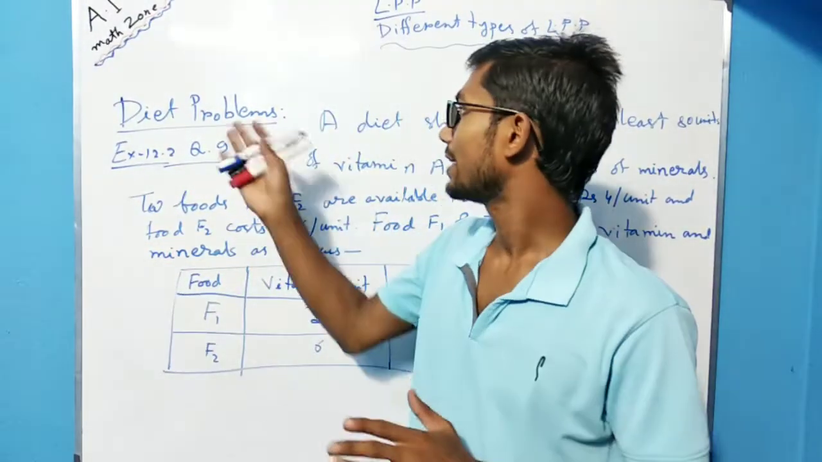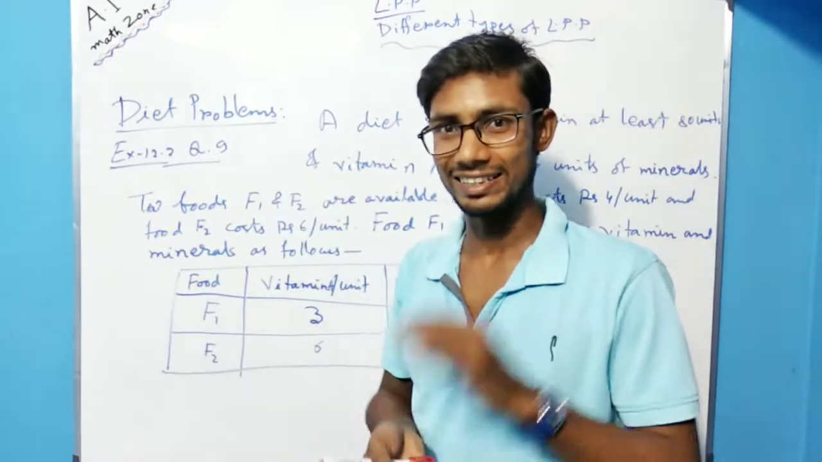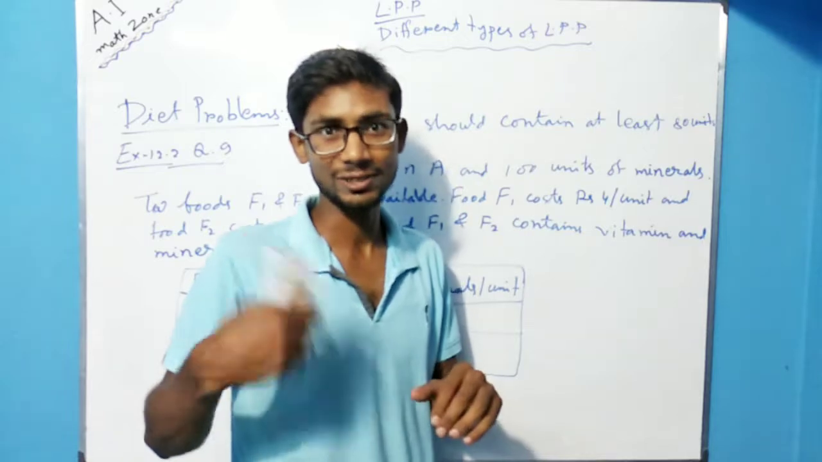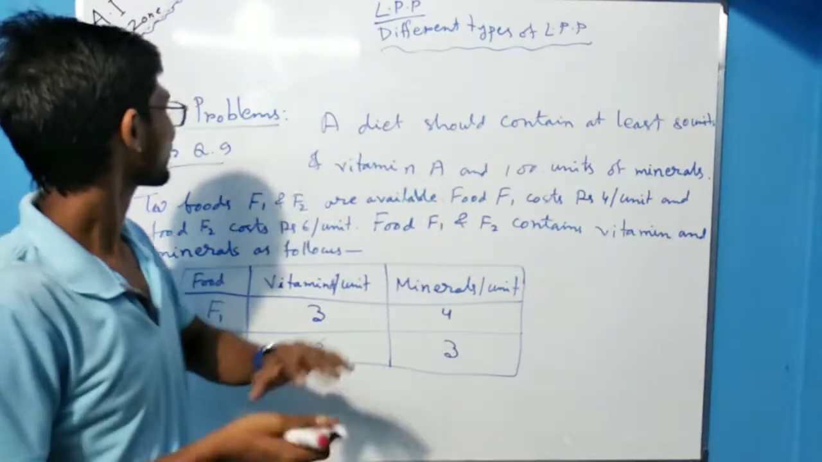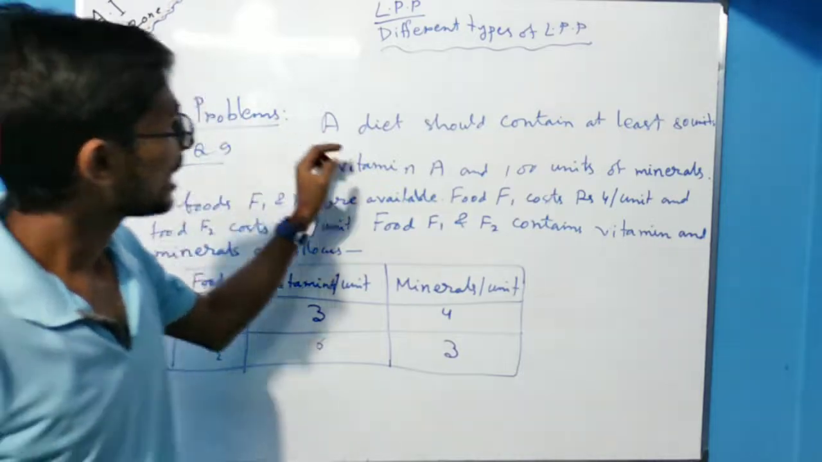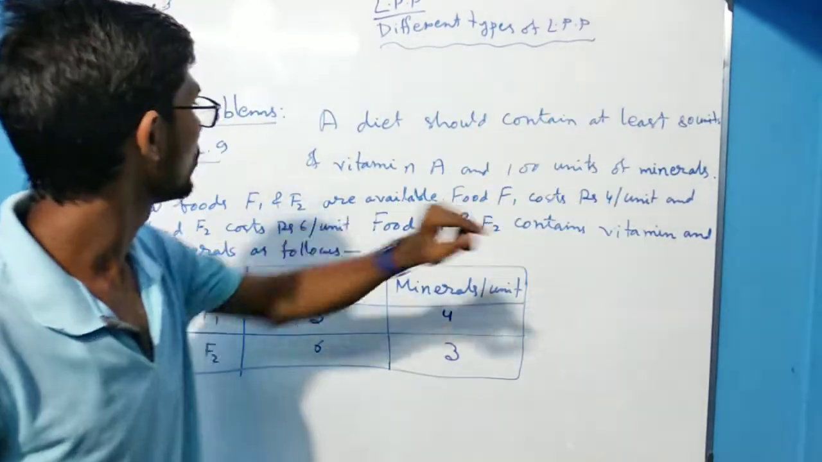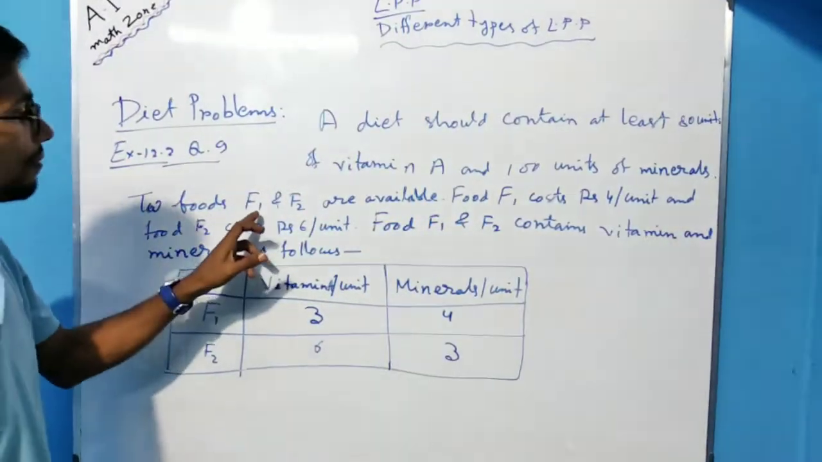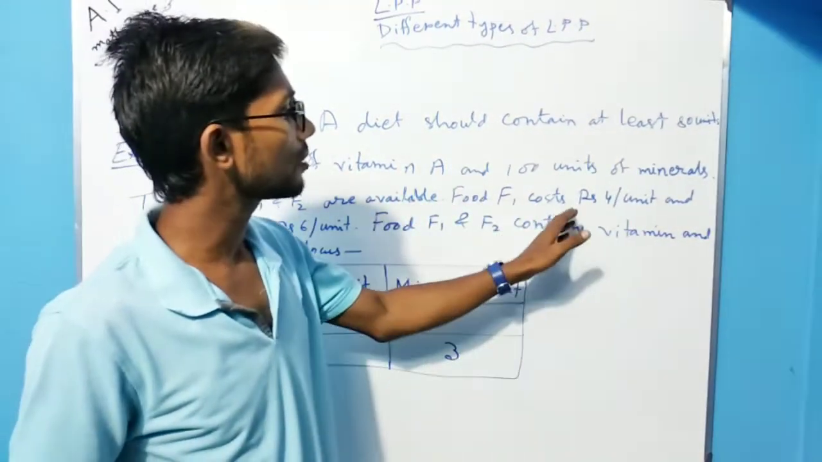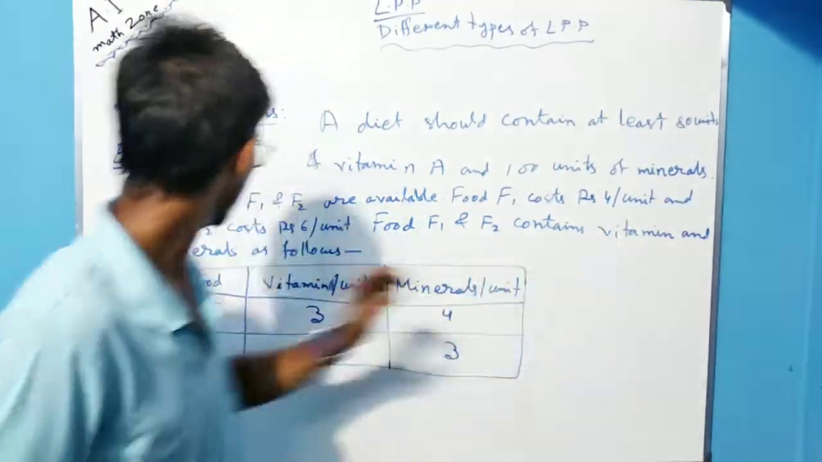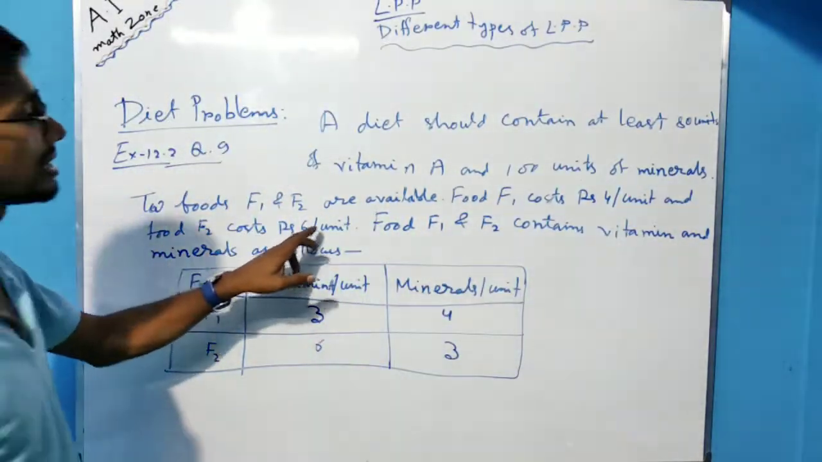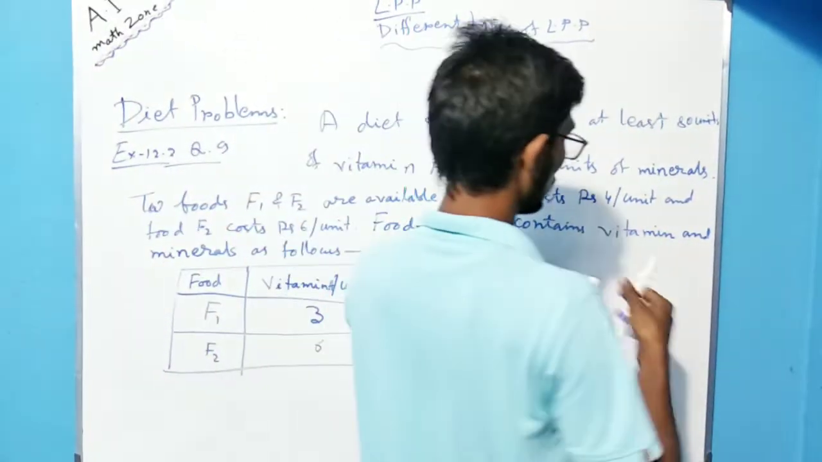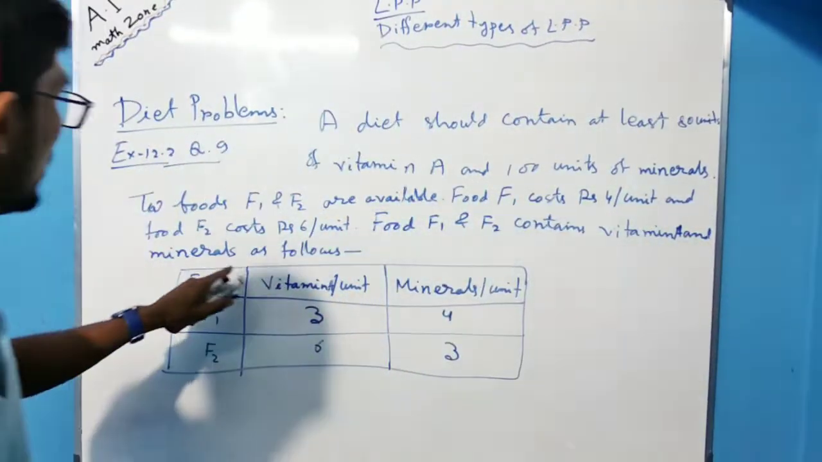I'm going to the next, which is the diet problem, which is most essential in this period, right? In fact, in this generation. And this is the result of diet control. Anyway, the question is: a diet should contain at least 80 units of vitamin A and 100 units of minerals, right? Two foods F1 and F2 are available. Food F1 costs rupees 4 per unit and food F2 costs rupees 6 per unit. Foods F1 and F2 contain vitamin A and minerals as follows.